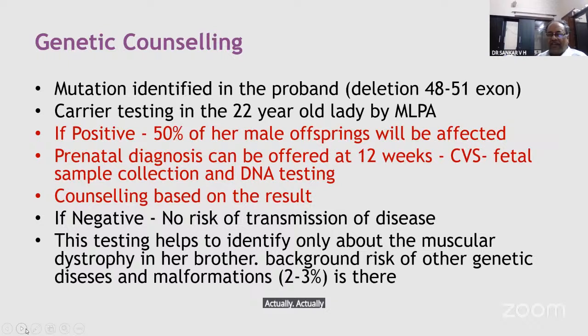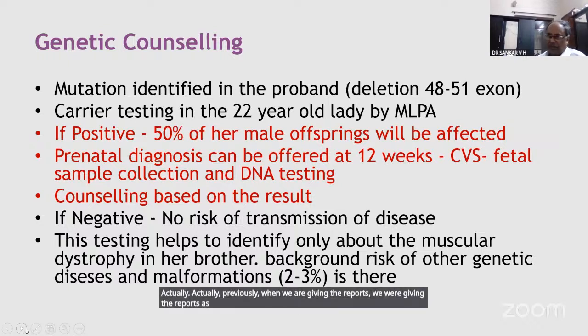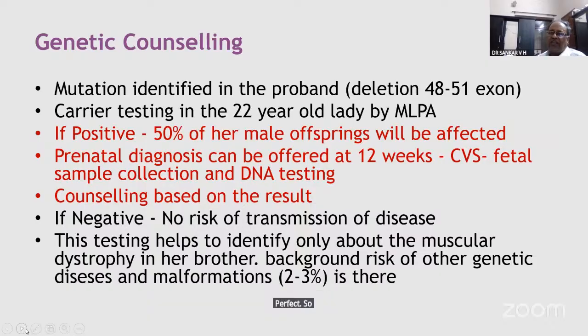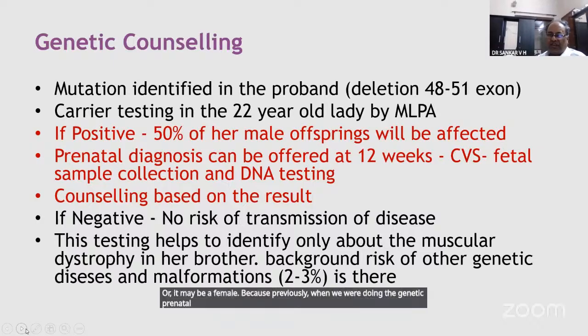Actually, previously when we were giving the reports, we were giving the reports as affected or not affected. So not affected means it may be a male that is not affected, or it may be a female. Because previously when we were doing the genetic prenatal diagnosis, it was like that.